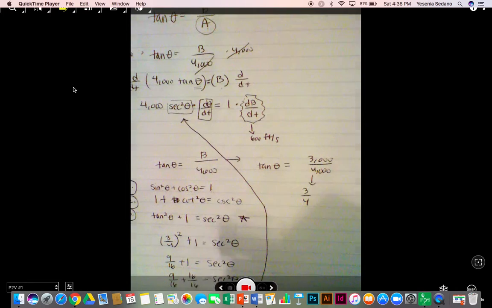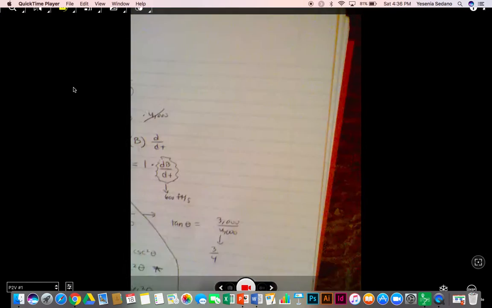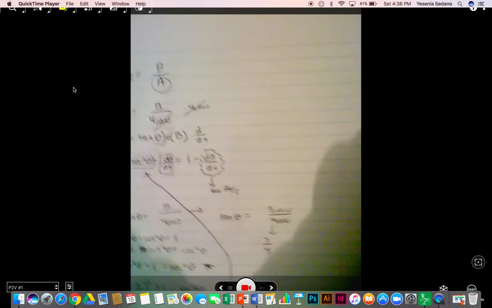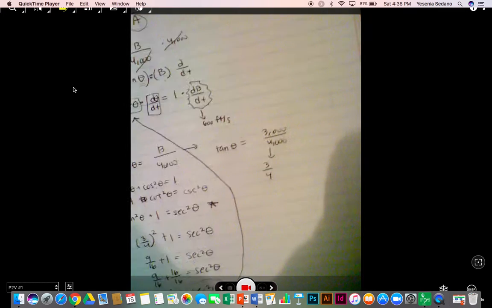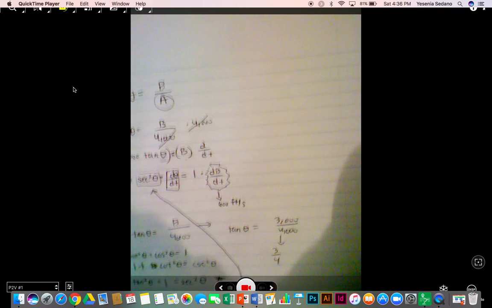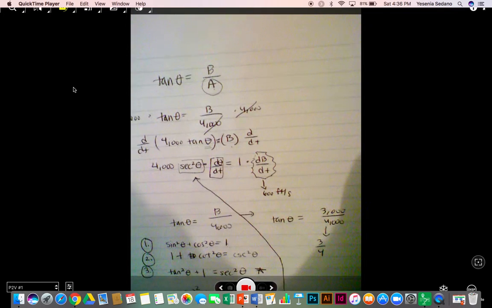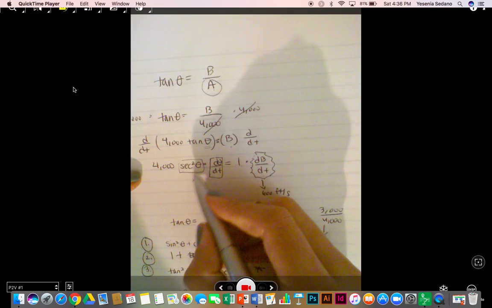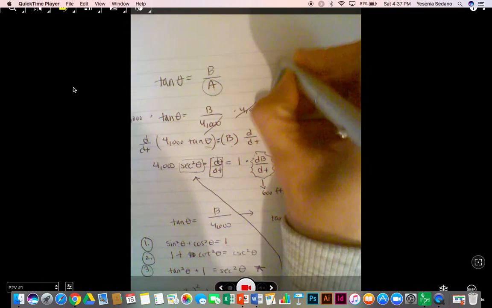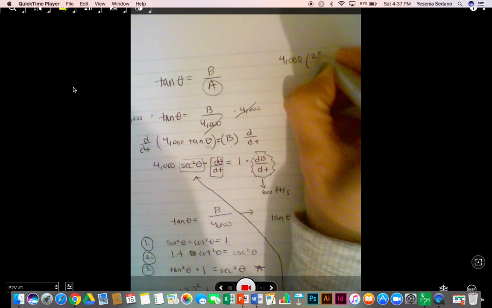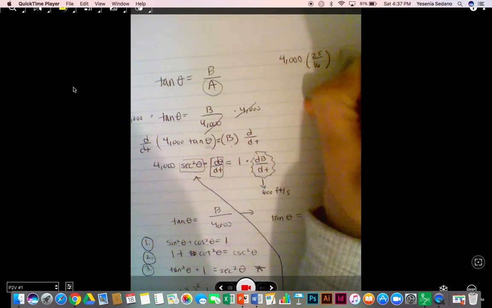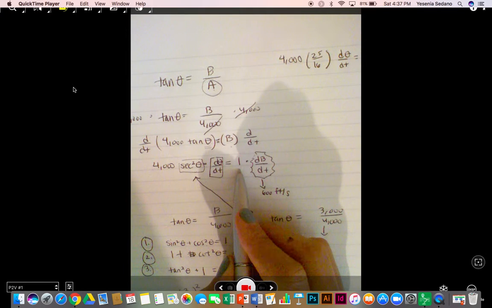Now I kind of wrote a lot, so let me move my paper to the side here. There we go. All right, so we just figured out what secant squared theta was. So I'm going to substitute everything right here. So secant squared theta is 25 over 16. And we have d theta dt, and then 1 times dv dt.